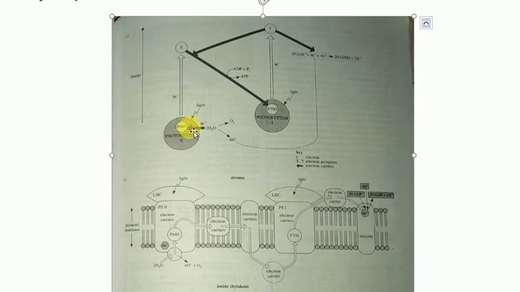When light shines on photosystem 2, electrons are ejected and accepted by the electron acceptor X. When light shines on photosystem 1, electrons are ejected and accepted by the electron acceptor Y. This is the mechanism explained in non-cyclic photophosphorylation. Why is it non-cyclic? Because electrons from here jump to X and then go onward, and electrons from here jump to Y and then go elsewhere. They are not recycled back to their original position.